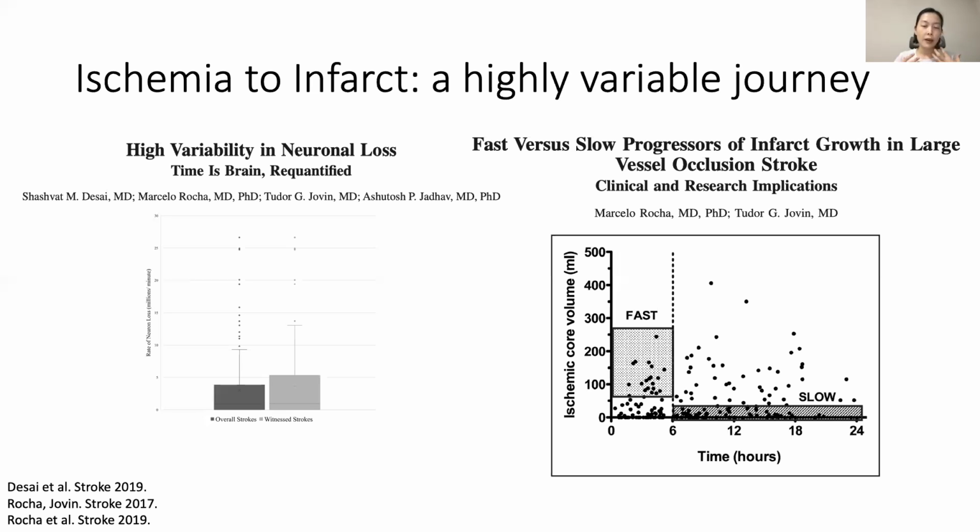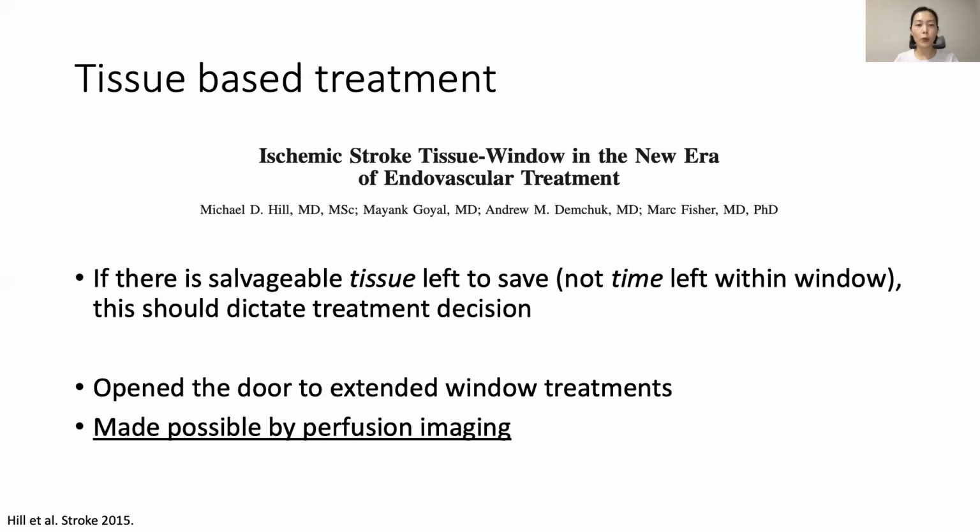And so after that realization, we switched from time based treatment to tissue based treatment. And this new era of acute stroke treatment dawned, where we look at the tissue and we don't exclude patients just because they're 7 hours into their stroke or 8 hours into their stroke. We go up to 24 hours, and that really dictates our treatment decision. This was made possible by perfusion imaging.